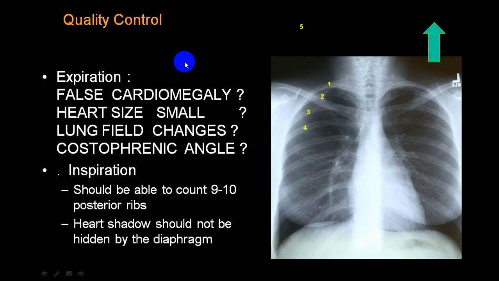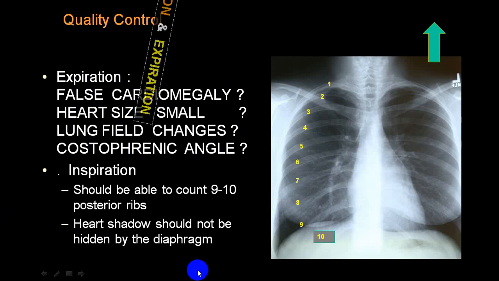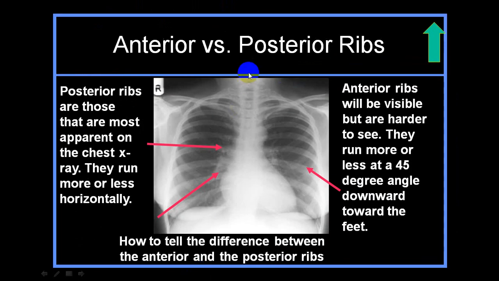Now when you take inspiration and expiration: when it is taken in a deep inspiration, the upper border of the diaphragm should be below the 8th rib. If it is below the 8th rib, it is a good quality deep inspiration. But if it is at 7 or 6, it is poor quality. And whenever it is taken in expiration, a false cardiomegaly will be there, heart size will change, lung field will change, costophrenic angle will also change. So try to look at whether it is taken in a good inspiration or expiration. So this is a good inspiration.